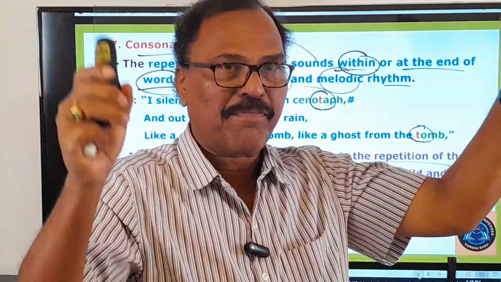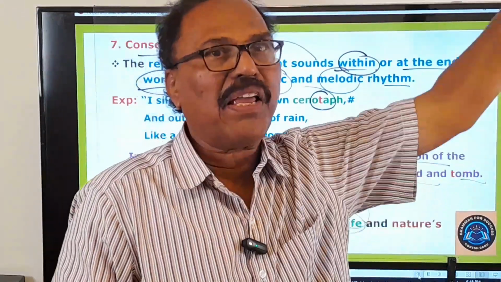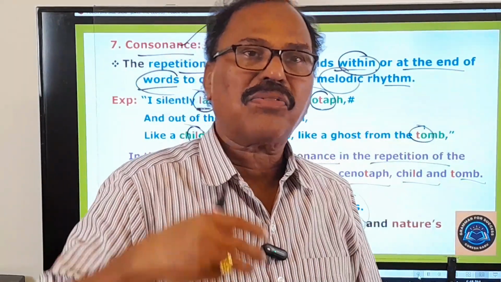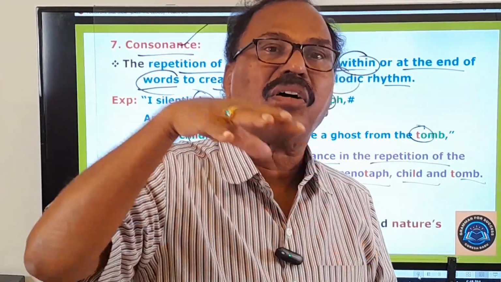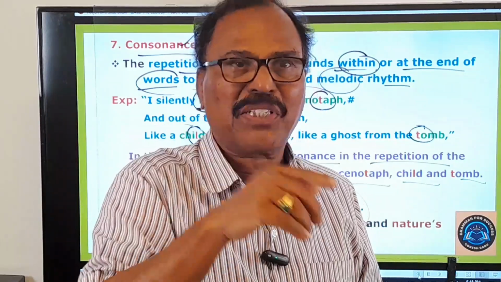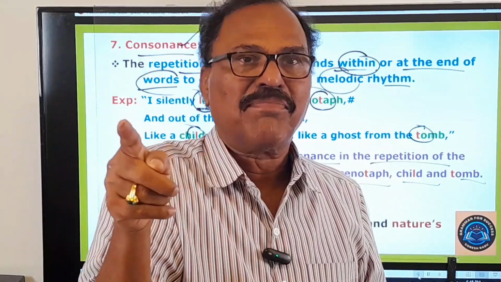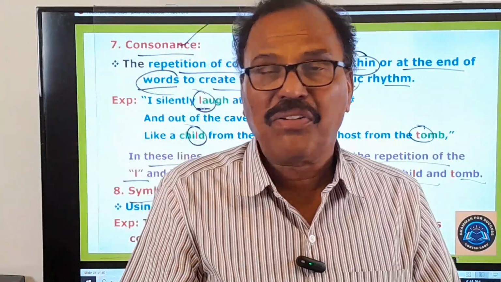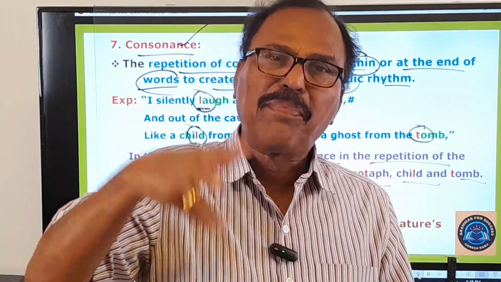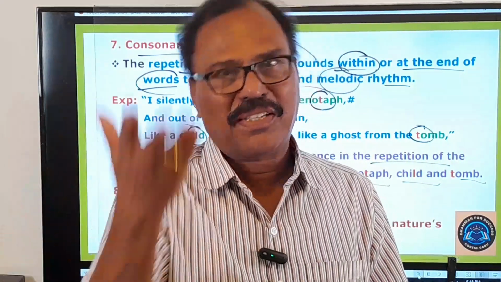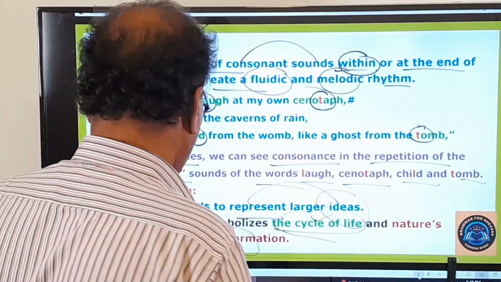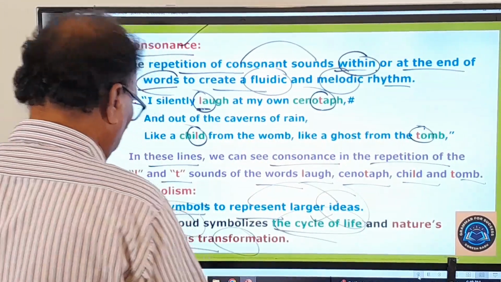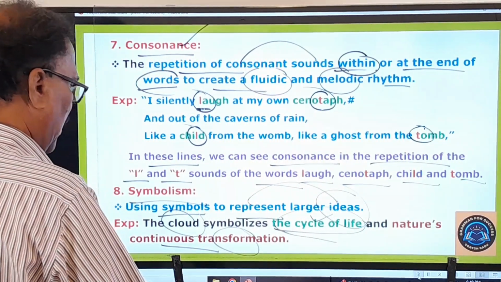It stands for two things: its own cycle of life, and it also symbolizes nature's constant or continuous transformation. It keeps on changing and changing. Always you cannot find winter, always you cannot find summer, always you cannot find the rainy season. So it will keep on changing and changing and changing. Yesterday I explained all these things, right? And you move on to the other literary devices.